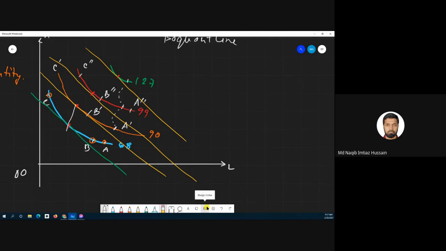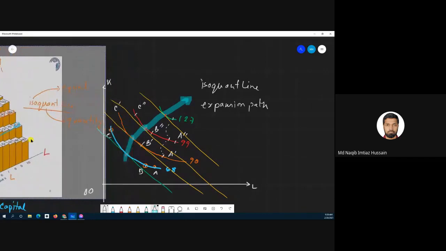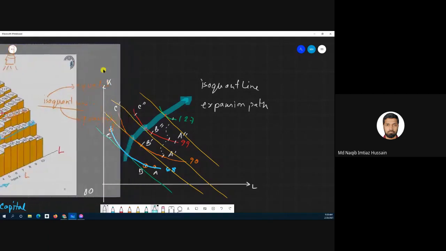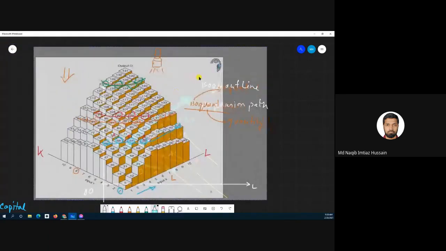Does it make sense? Yes, sir. Let me use a different color. This is your path of expansion. This is the expansion path. So if you want to project back to this hill that you wanted to climb, you will not be looking at a very straight line, nor a very zigzag path. You'll be looking at where these isocost lines intersect, and you follow. This will not be a straight line.